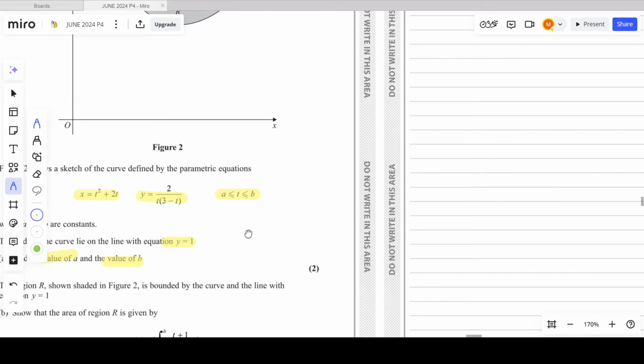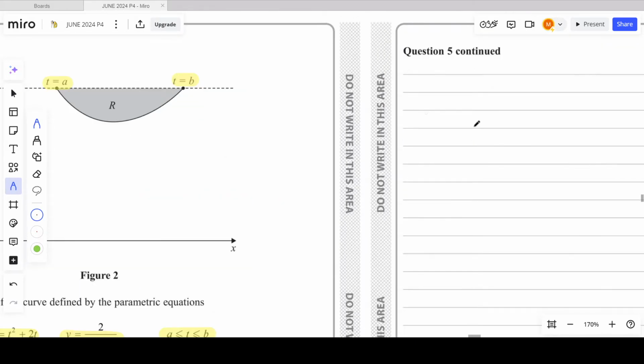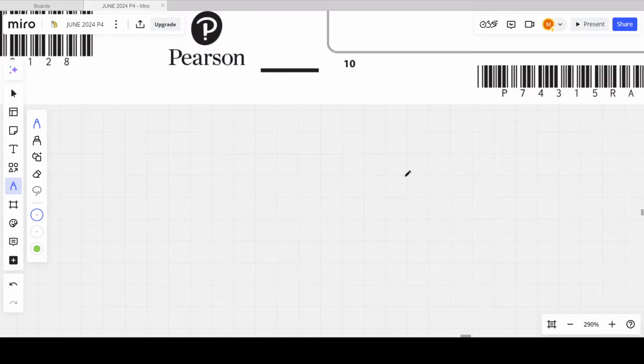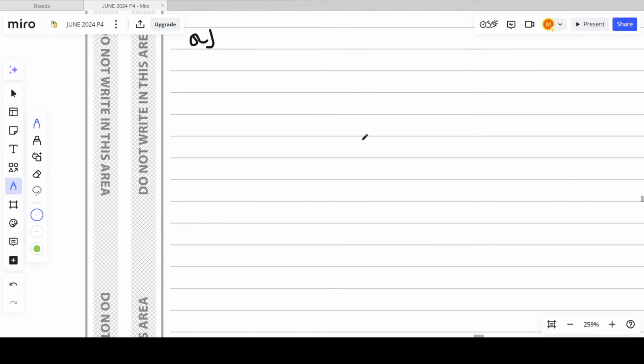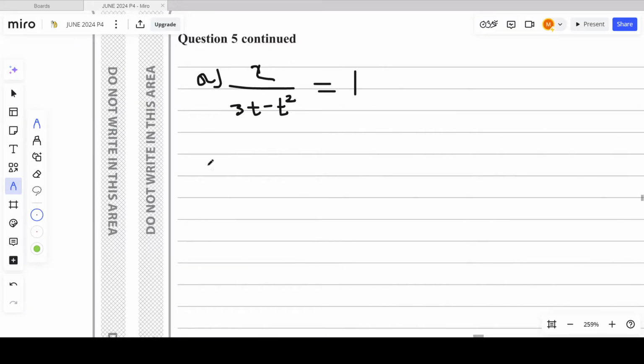For finding the values of a and b, we know that the value of y is 1. So let's substitute y equals 1 into the parametric equation. The parametric equation for y is 2 over t(3 minus t), and this equals 1 because the line y equals 1 intersects the parametric curve at a and b. Now cross multiply, you will get 2 equals 3t minus t squared.